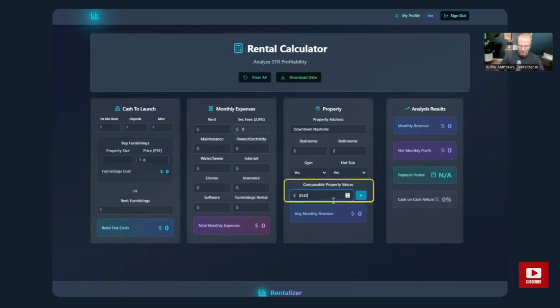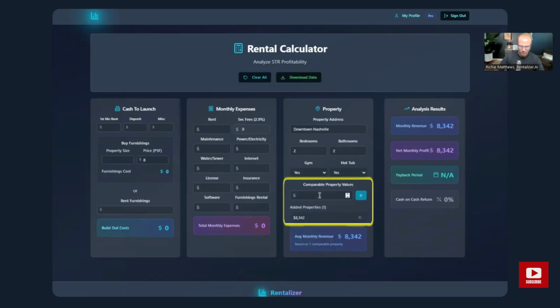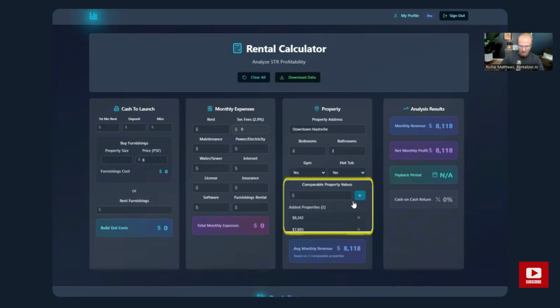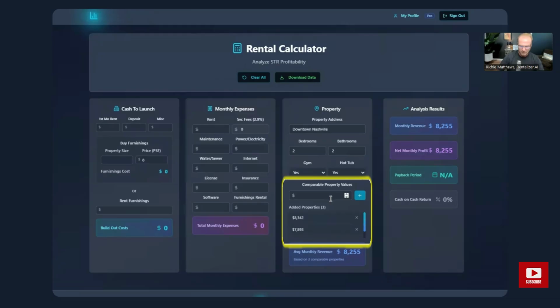8342 was one comp. You click add. One of them was 7890. 7893 was one comp. And that comp, by the way, wasn't even using professional photos. So that's why they're so low. The other comp was 8531. And the other one, I think it's the same manager. It was 7765.